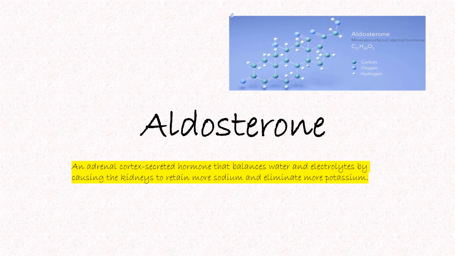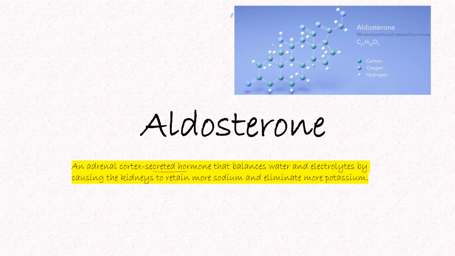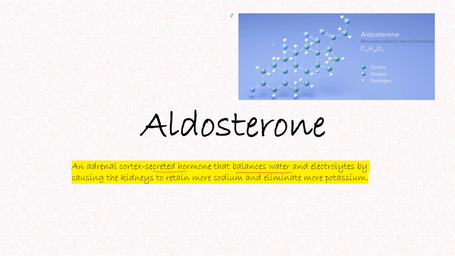An adrenal cortex secreted hormone that balances water and electrolytes by causing the kidney to retain more sodium and eliminate more potassium. That is the definition of aldosterone.